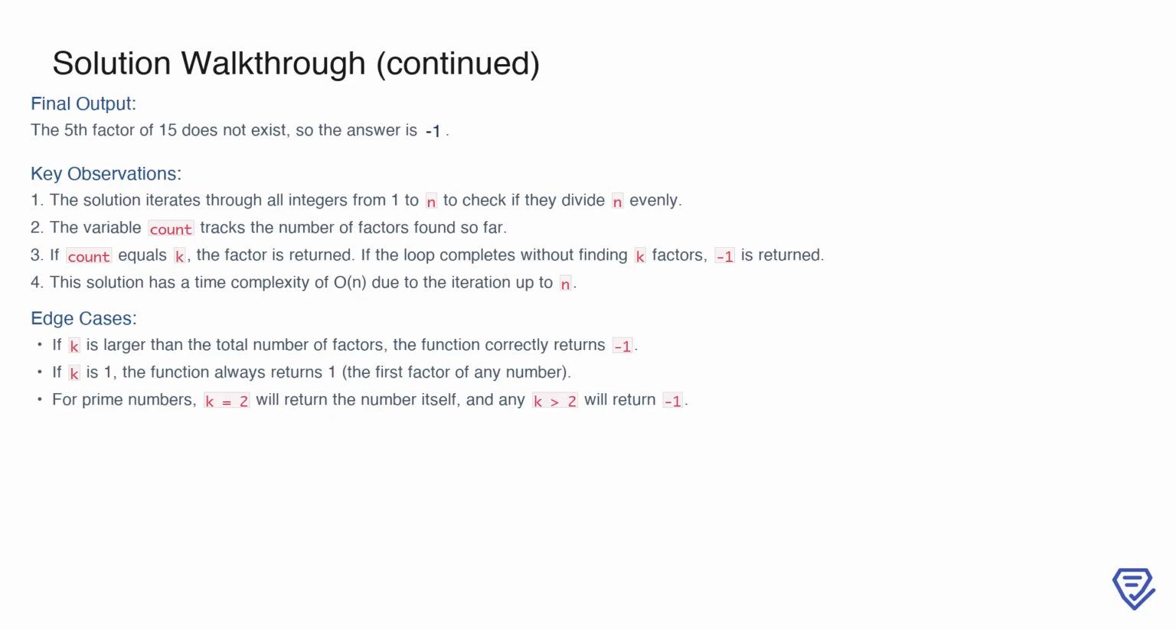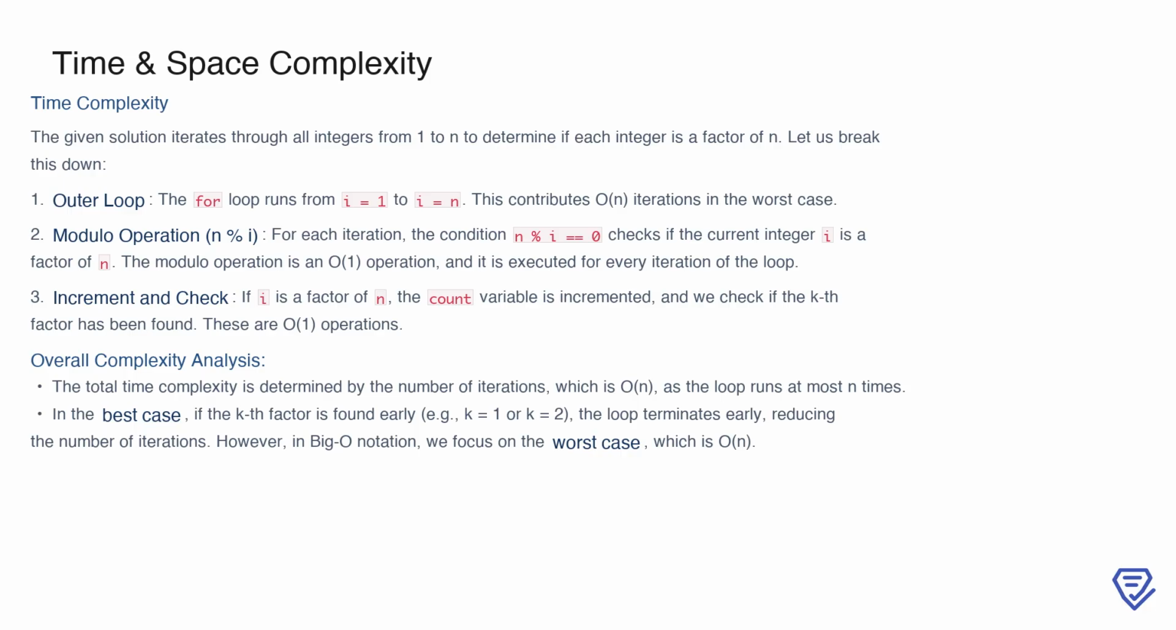The time complexity of this solution is O(n), because we iterate through all numbers up to n. For edge cases, if k is greater than the total number of factors, the solution correctly returns -1. When k is 1, the output is always 1, as 1 is a factor of every number. For prime numbers, the second factor will be the number itself, and if k exceeds 2, the function will return -1.